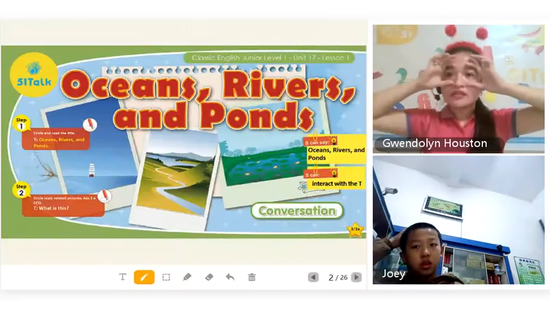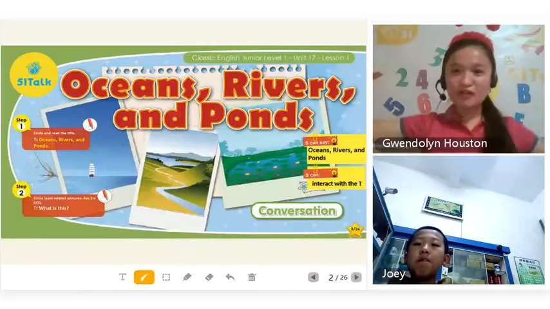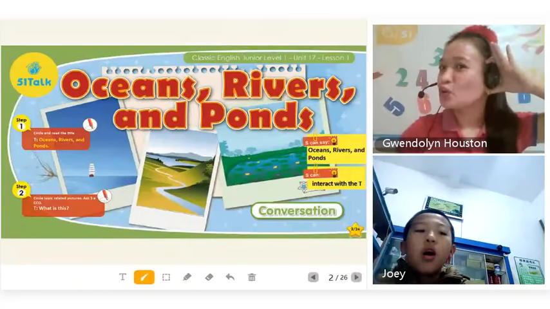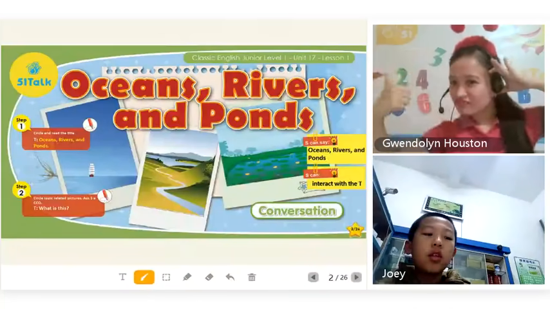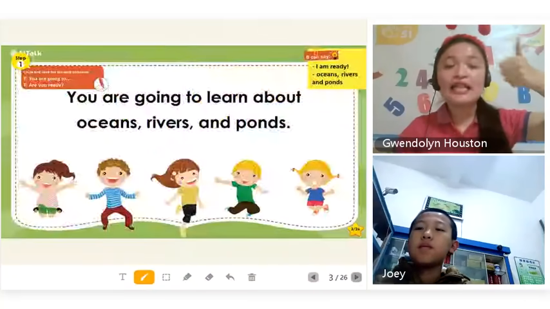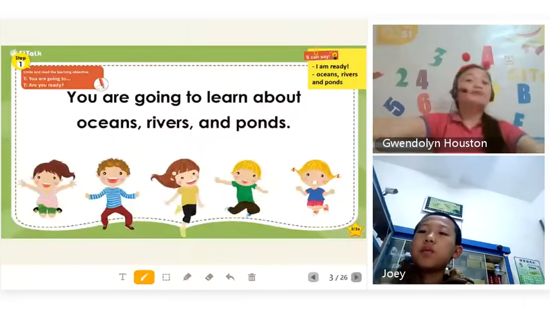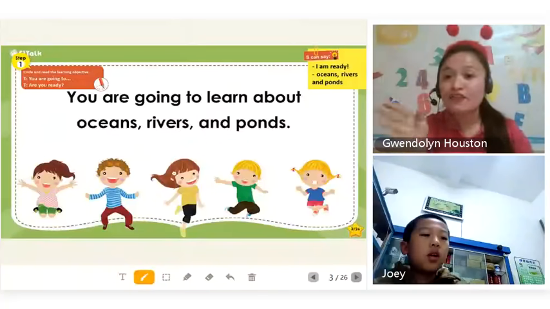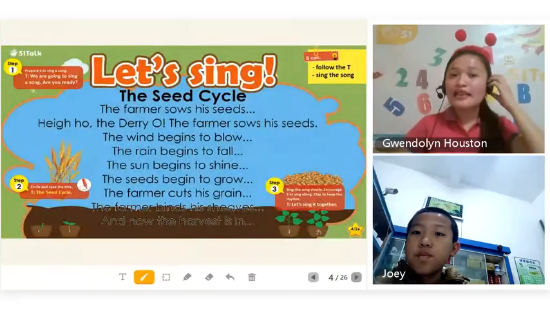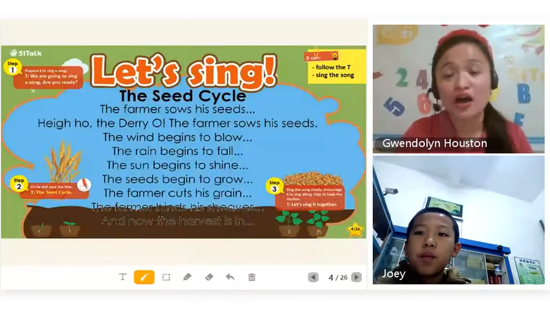Oceans, rivers, and ponds. Yes, oceans, rivers, and ponds. Say it again. Oceans, rivers, and ponds. Very good, Zoe. Now you are going to learn about the oceans. There are very big oceans, rivers, and ponds. So now let's sing a song. Do you know this song?